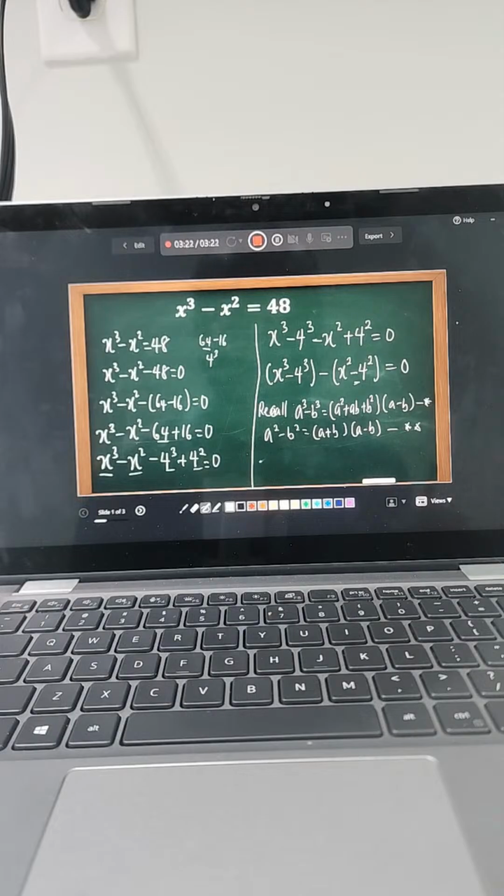Now, let's plug in for the difference of cubes. So this first expression can be written as x minus 4 times x squared plus 4x plus 4 squared, where x is my a and 4 is my b. Then minus the second term, which is the difference of two squares: x plus 4 times x minus 4, all equals 0.